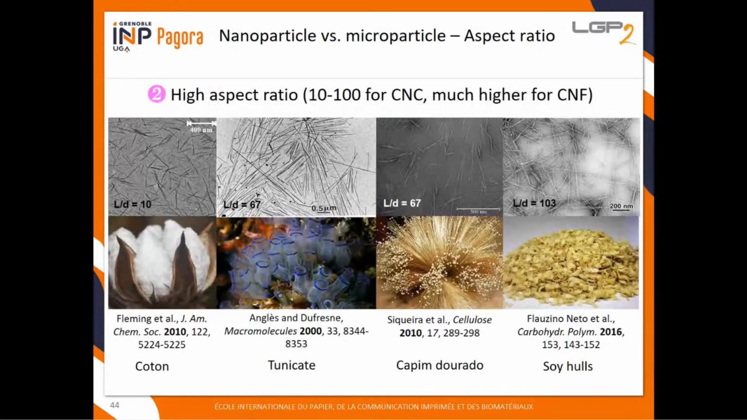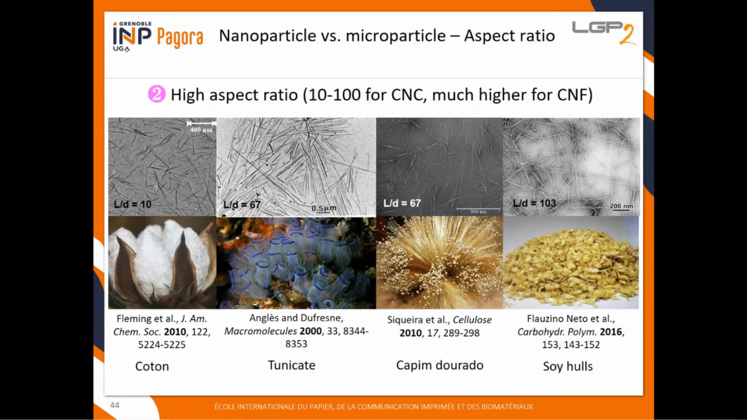Another change also when changing the size of the particle is the aspect ratio. So the aspect ratio is the ratio between the length to the diameter of the rod-like nanoparticles. So it ranges between 10 to about 100 for cellulose nanocrystals. It is much higher for cellulose nanofibrils, but it is difficult to determine. You have some examples here of cellulose nanocrystals prepared from cotton, and so the aspect ratio is quite low, it's around 10.